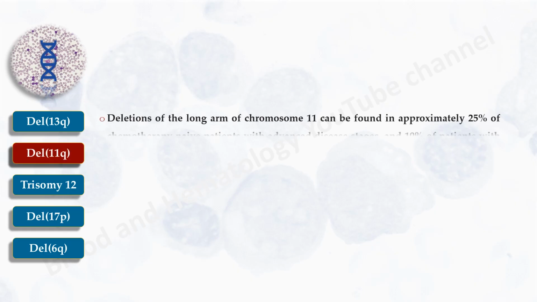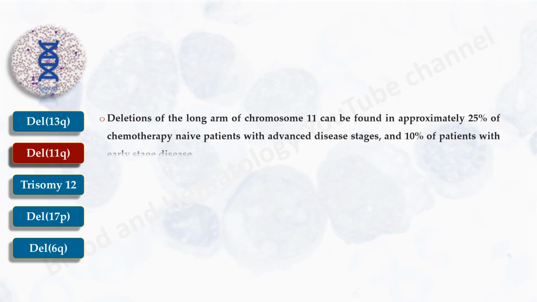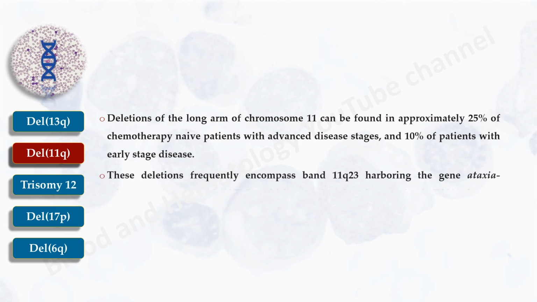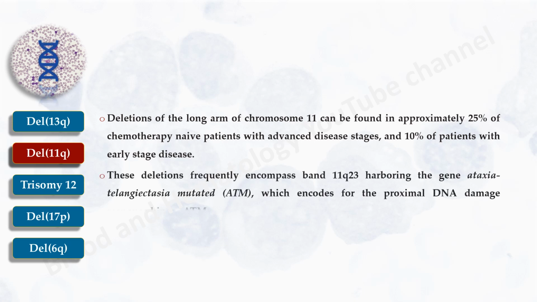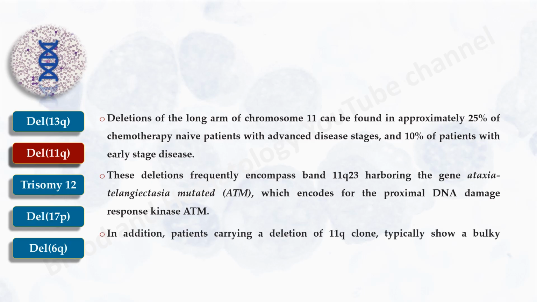Deletions of the long arm of chromosome 11 can be found in approximately 25% of chemotherapy-naive patients with advanced disease stages, and 10% of patients with early-stage disease. These deletions frequently encompass band 11q23, harboring the gene ataxia-telangiectasia mutated, which encodes for the proximal DNA damage response kinase, ATM. In addition, patients carrying a deletion of 11q clone typically show a bulky lymphadenopathy, rapid progression, and reduced overall survival.